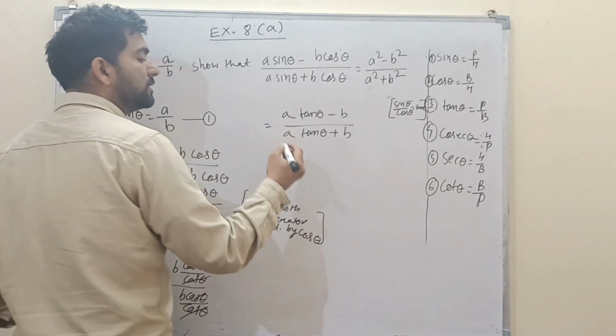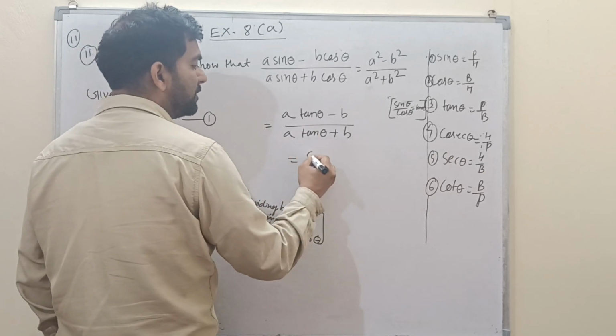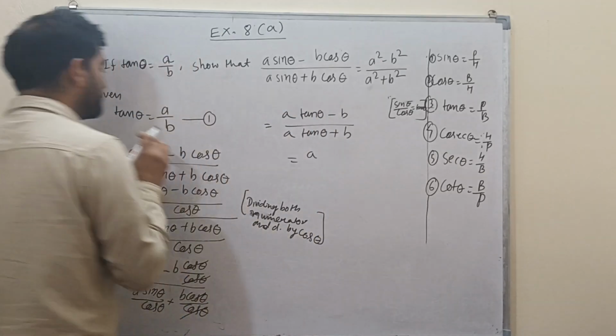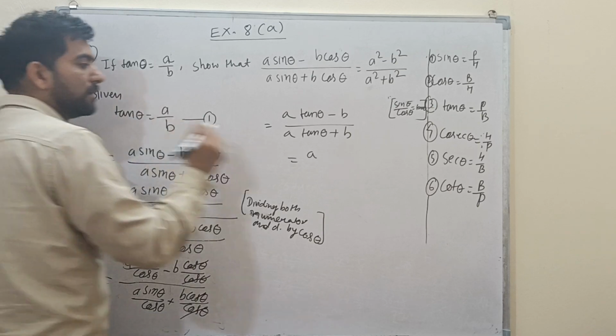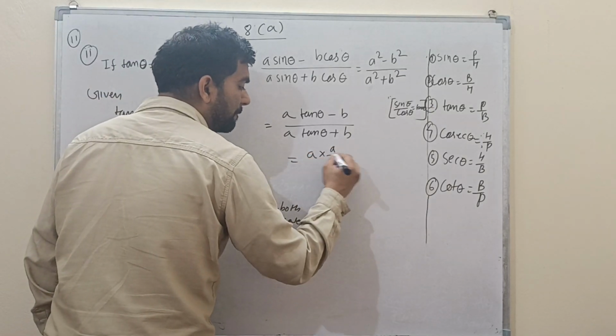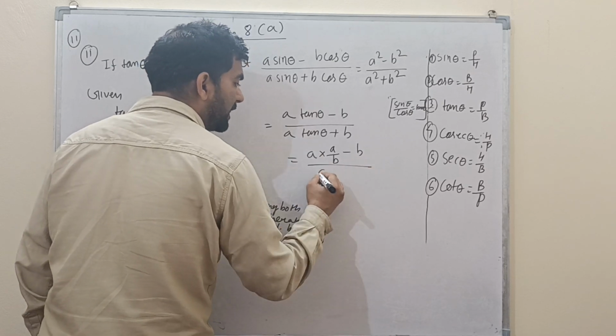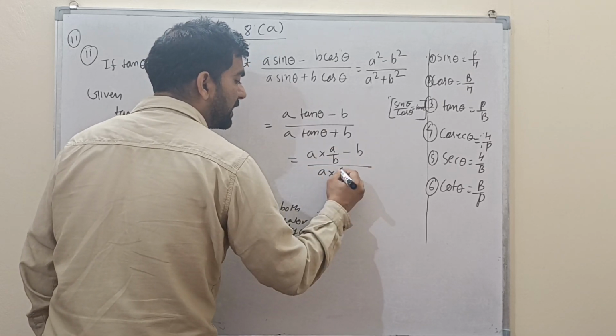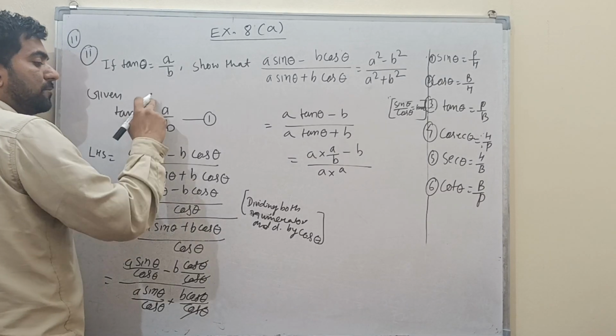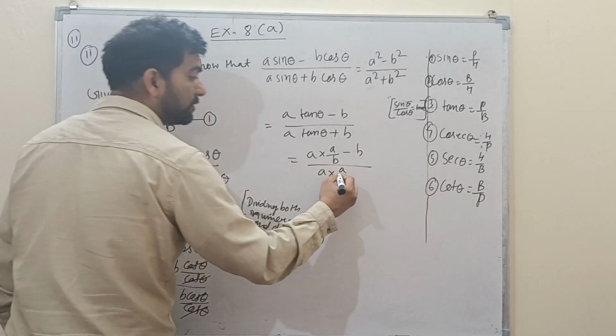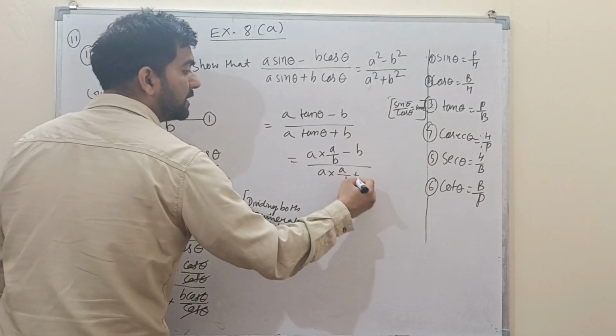Next step you will see here. It will be a, a. Put the value of tan theta. What is the value of tan theta? It is a by b. So I will write here a by b minus b. Same thing here, a will be a, and tan theta is nothing but a by b. You can see here. So it will be a by b plus b.